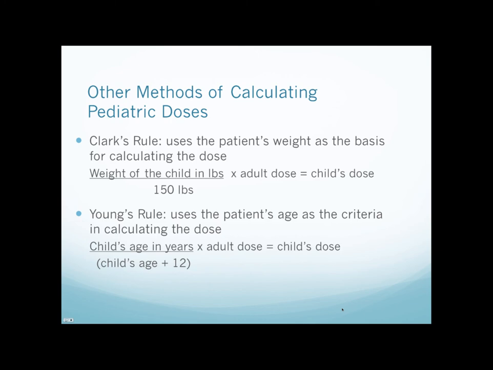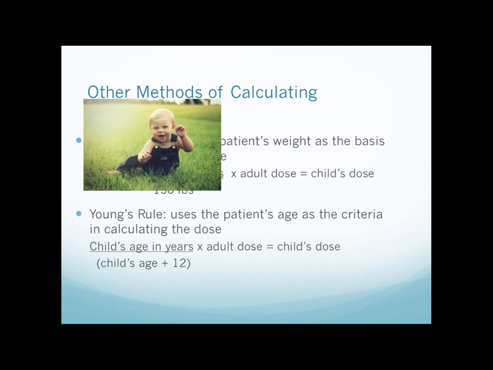Another way that people have used to calculate pediatric dose is Young's rule. Young's goes by the patient's age. And in here it's the patient's age in years, divided by the child's age plus 12, times the adult dose. It gives you the child's dose.